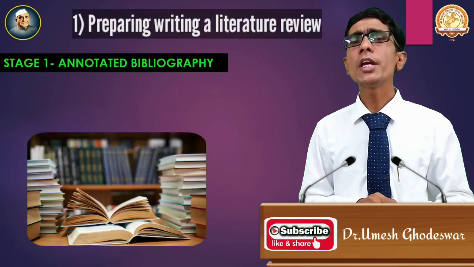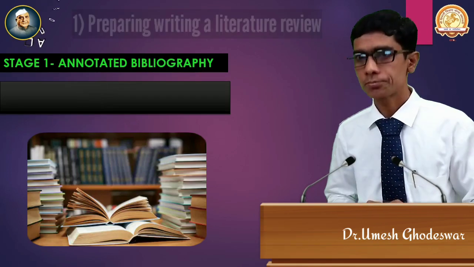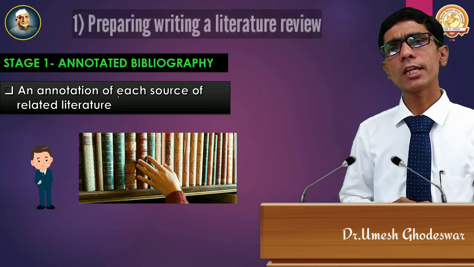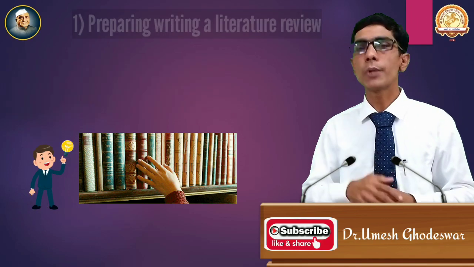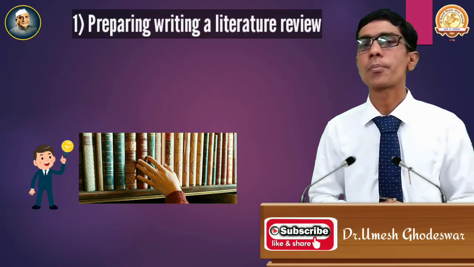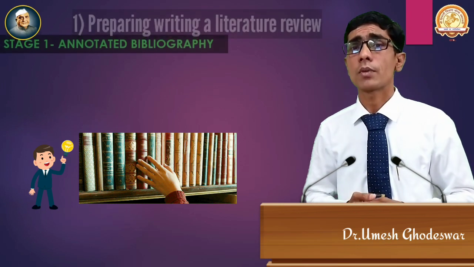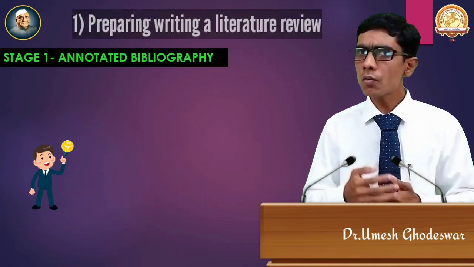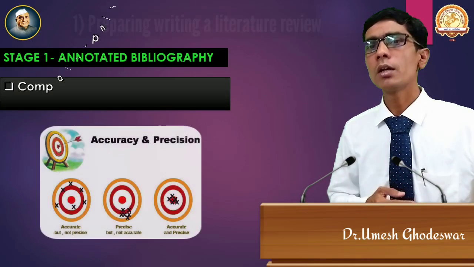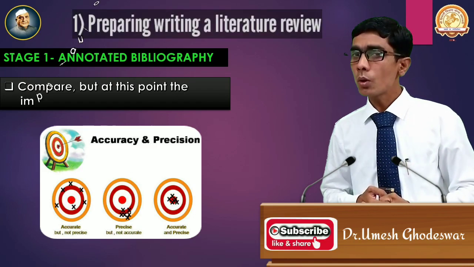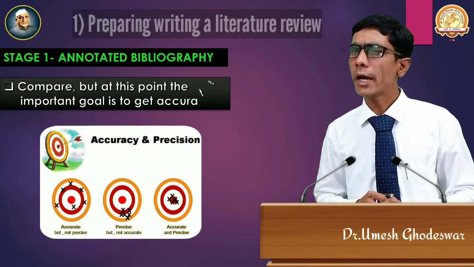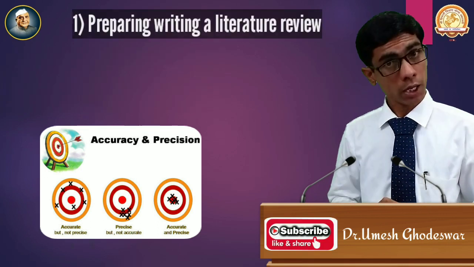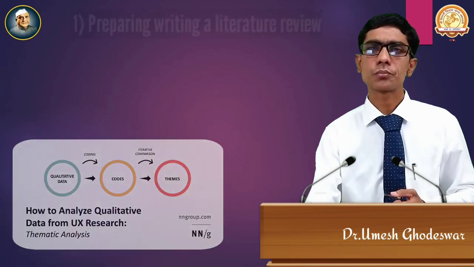After going through the reading list, the researcher will have an annotation of each source of related literature. Later, annotations are likely to include more references to other work, since previous reading will be available to compare, but at this point the important goal is to get accuracy.